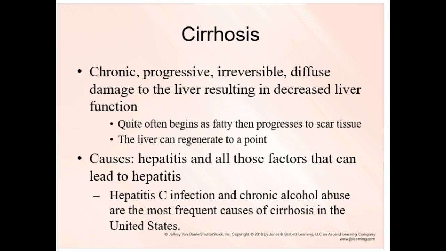So cirrhosis is basically when liver damage becomes so progressed that it becomes scarred, and normal liver tissue is replaced by connective scar tissue. There is usually an interim stage of a fatty liver, which will then progress to the scar tissue. So hepatitis can lead to cirrhosis. Hepatitis C and chronic alcohol abuse are actually the most frequent causes of that cirrhosis.